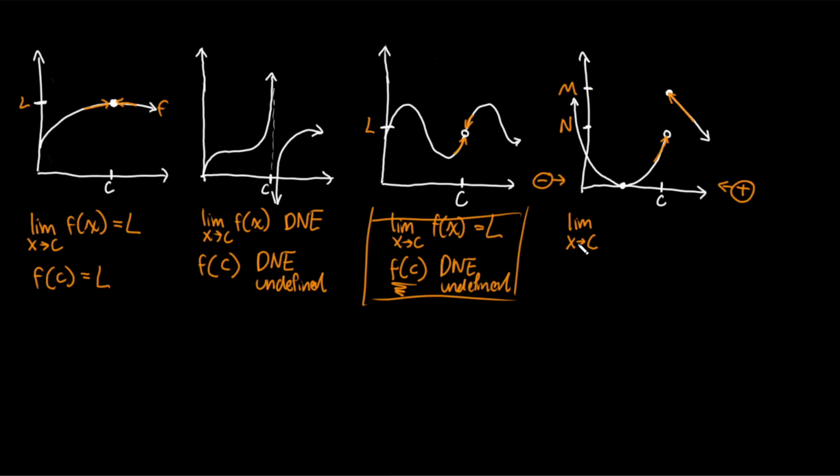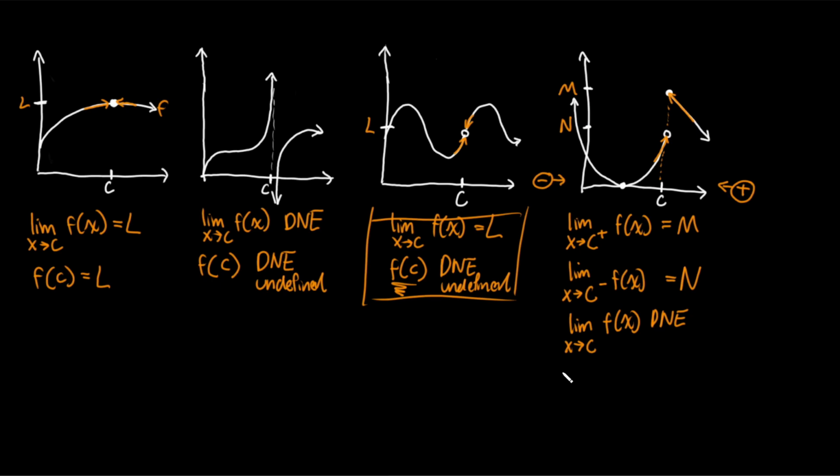You'd say the limit as x goes to c from the positive side of f of x is m, while the limit as x goes to c from the negative side of f of x is n. And as you can see, if we just take the limit as x goes to c, there is no limit. So the limit as x goes to c, without any symbol, of f of x does not exist. But if we do plug in f of c, we can see that it is m in this case.